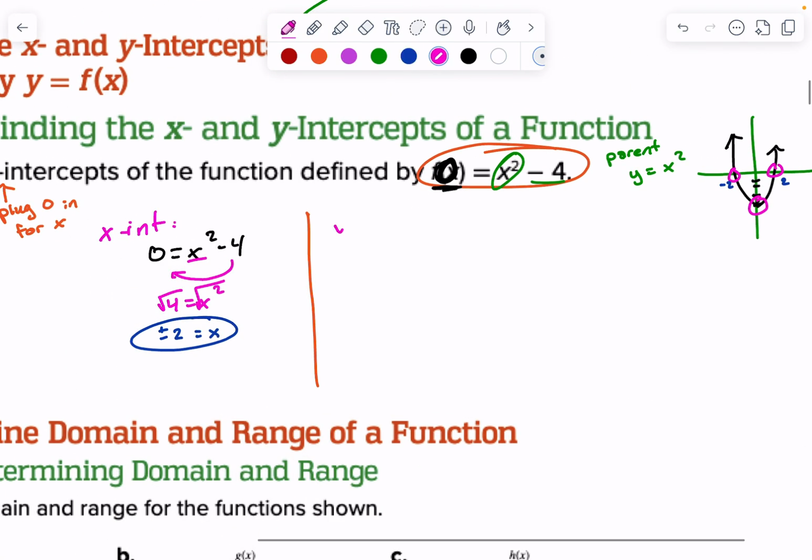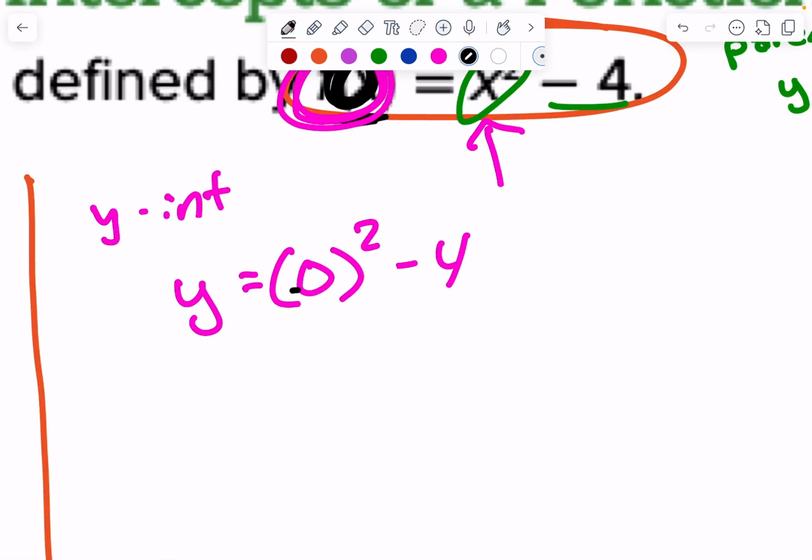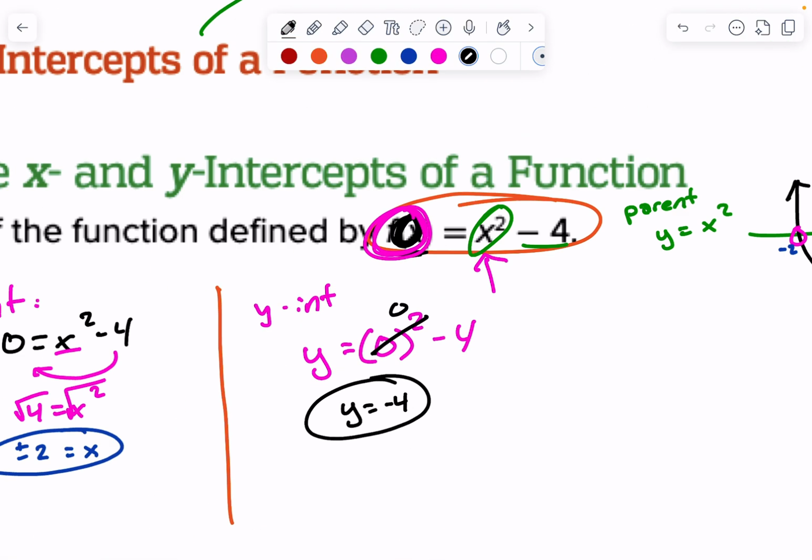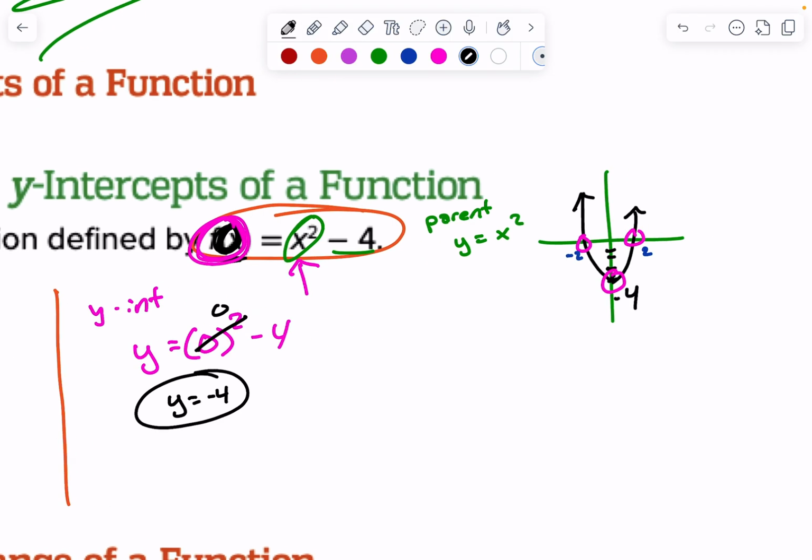Those are the x-intercepts. Now for the y-intercept, I'm going to plug 0 in for x. So y, that's what f of x is, equals 0 squared minus 4. I just plug 0 in for that, okay? 0 squared is 0, and 0 minus 4 is -4. And that's kind of what we figured, right? It was at -4 right here because it's moved down 4. So that's what I've got going on there, all right?